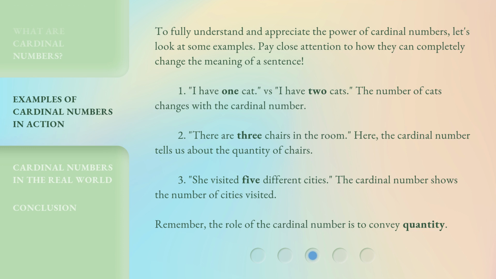2. There are 3 chairs in the room. Here, the cardinal number tells us about the quantity of chairs. 3. She visited 5 different cities. The cardinal number shows the number of cities visited. Remember, the role of the cardinal number is to convey quantity.